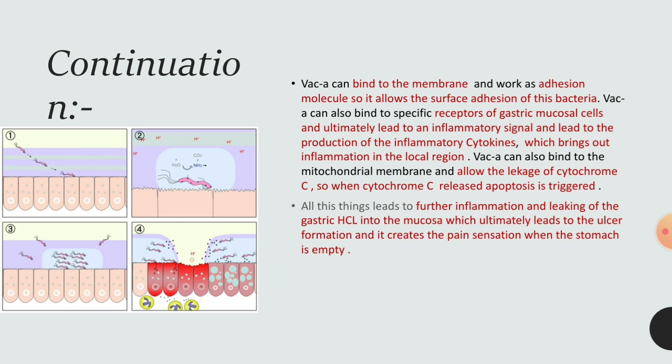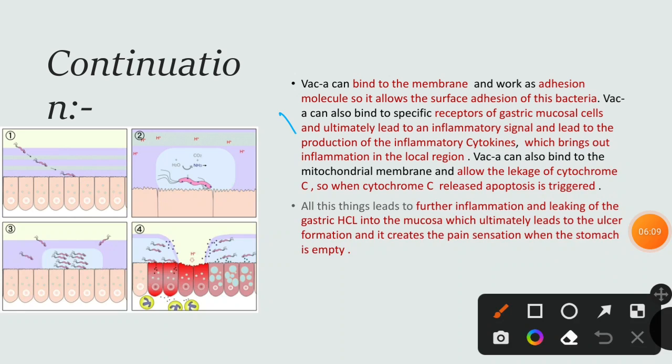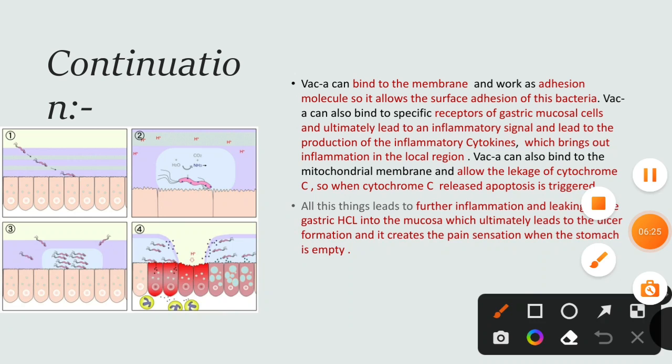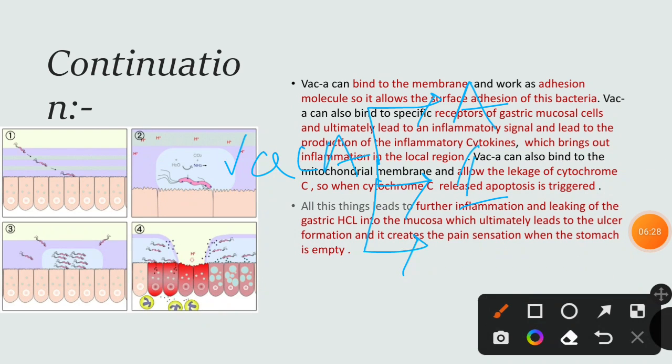Again, first of all, VacA will act as an adhesion molecule and facilitate the adhesion of Helicobacter pylori. That is the first thing. Second, it will bind to the specific receptor on the gastric mucosal cell. Now, number 3: VacA also binds with the mitochondrial membrane and facilitates the release of cytochrome C.